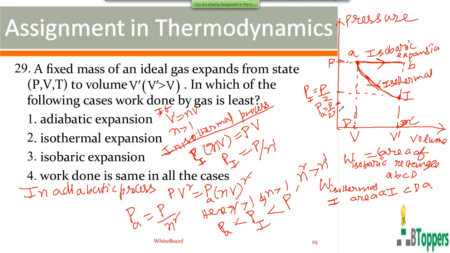In the adiabatic expansion, also the initial state is represented by pressure P and volume V and temperature T. The final state in the adiabatic expansion, the final pressure in the adiabatic process denoted by P_A, is P by 2 to the power gamma, less than the final pressure in the isothermal expansion. But the final volume is V dash.